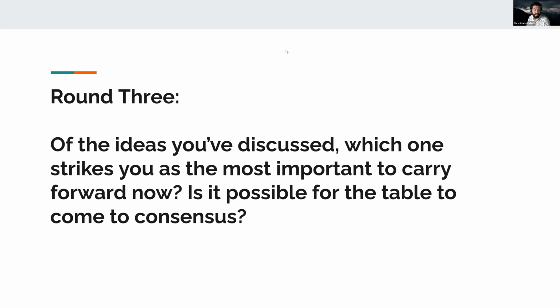So round 3 is, of the ideas you've discussed in the last 2 rounds, which one strikes you as the most important to carry forward now? And this is kind of like a little mini design session. So what consensus is it possible to come to in the next 15 minutes? If your table was going to provide the impetus and the direction for this work moving forward, could you agree on what one step you would take, what one goal you would take for this work moving forward? So we'll open the rooms, and we have another 15 minutes. And then we're going to have a break, and then we'll move on to the last half.